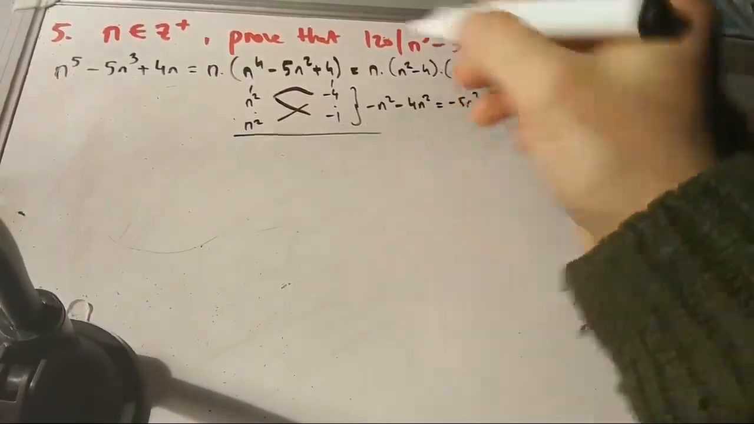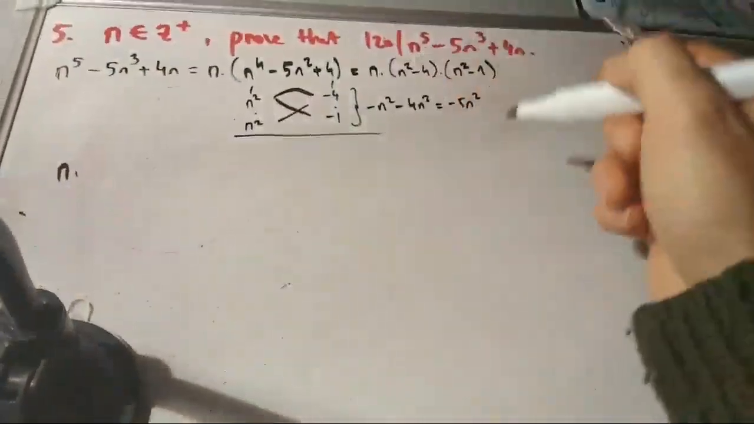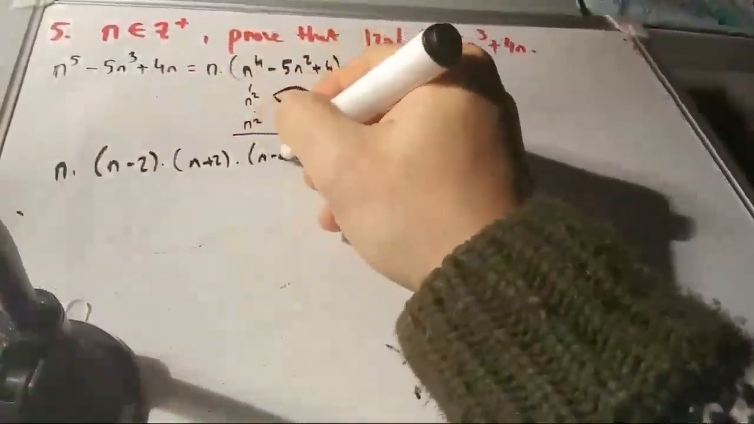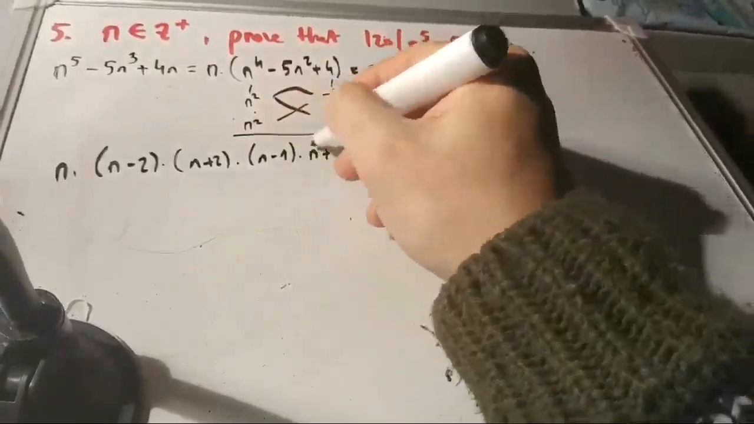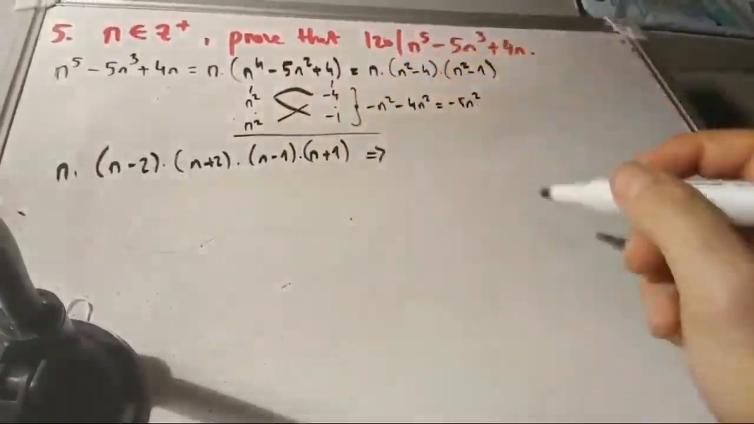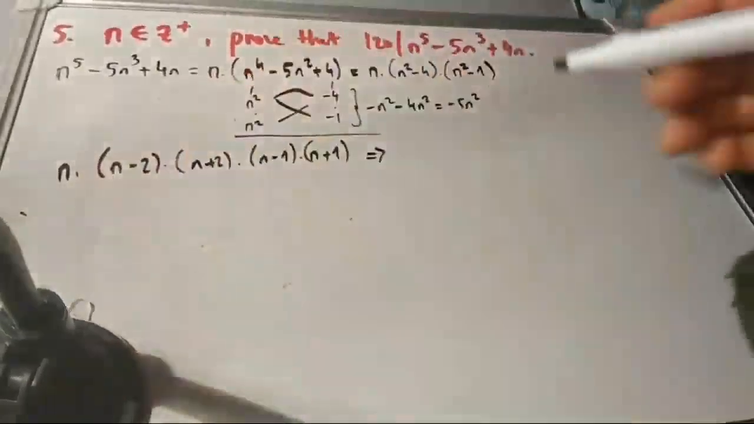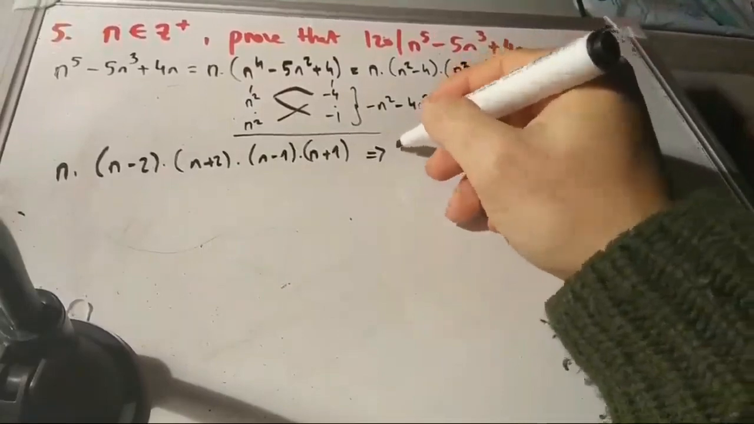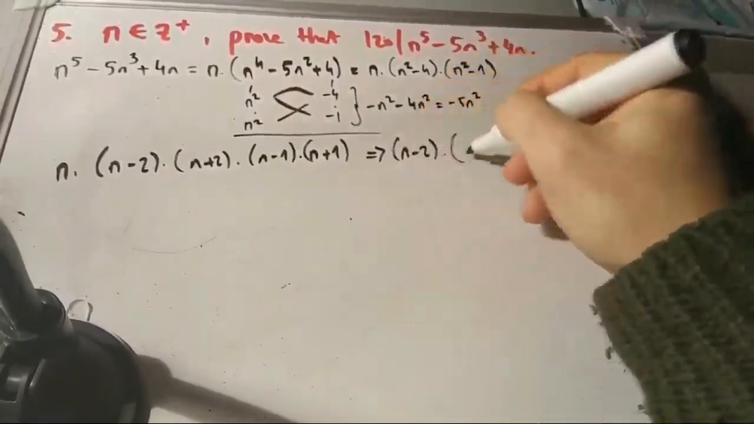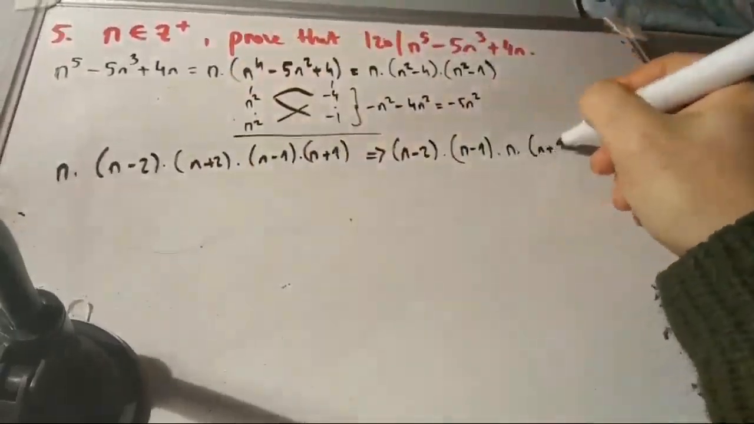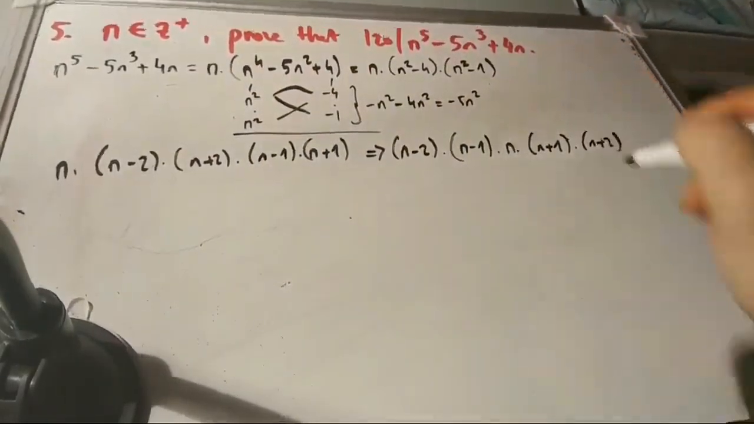And we have to open it. n squared minus 4 is a difference of two squares. It will be n minus 2 times n plus 2. And n squared minus 1 is n minus 1 times n plus 1. When we order the expressions, first we take n minus 2, after that n minus 1, after that comes n plus 1, and n plus 2.